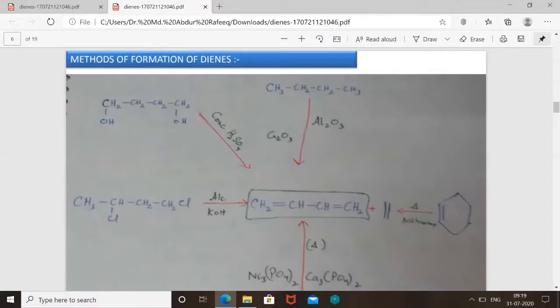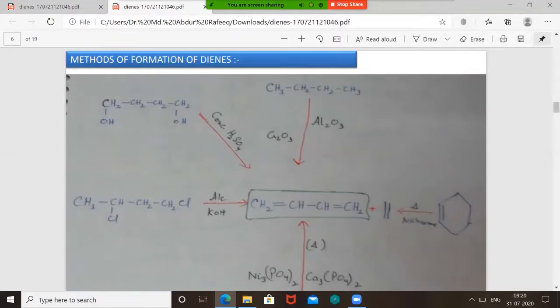Next, we can see methods of preparation. I want to show you this in one slide only. This is 1,3-butadiene. How are we preparing it? 1, 2, 3, 4. 1,3-dichlorobutane, when heated with alcoholic KOH, undergoes dehydrohalogenation. Hydrogen from this carbon, halogen from this carbon, and hydrogen from this carbon, halogen from this carbon are removed, and you get 1,3-butadiene.